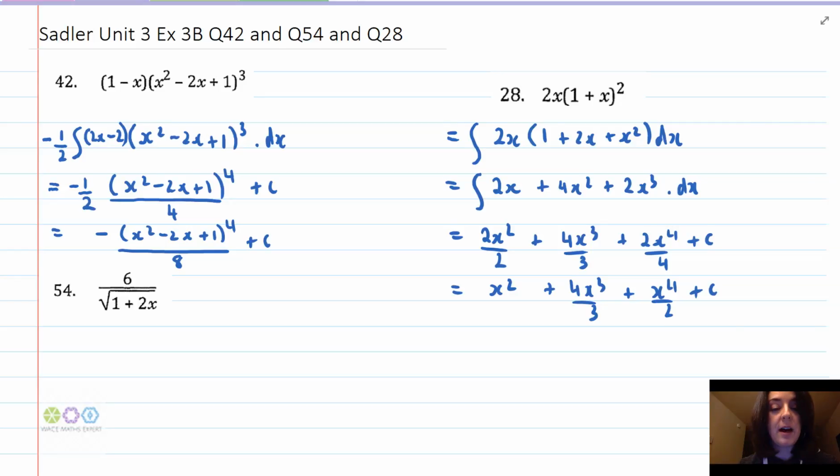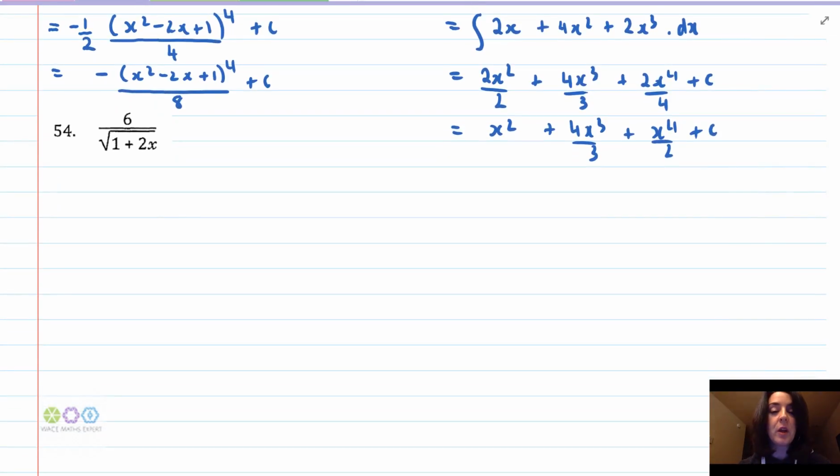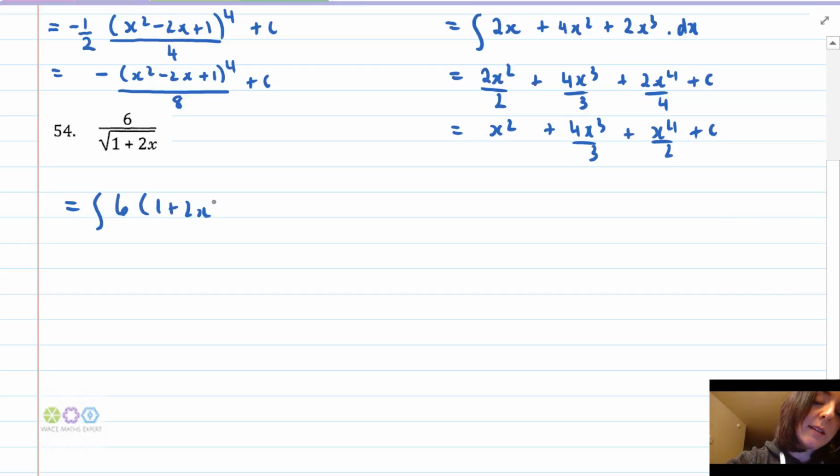And if I look at my final type here, 54, first of all, I would want to rewrite this such that it is 6, 1 plus 2x to the negative a half. So anything in the denominator, you want to bring it up. And then what I notice is what I have in the bracket is linear, and there's no x's out the front. So this is the one where I can use that linear rule that we did a few days ago.